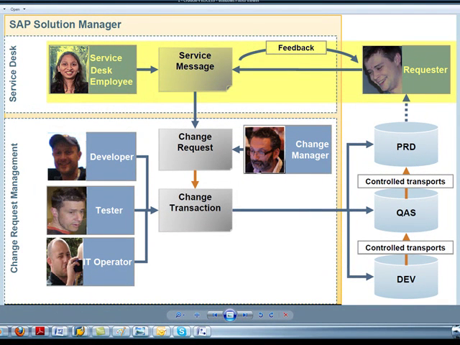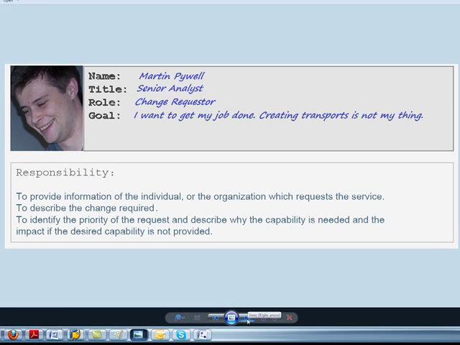I'm going to give you ChaRM in 15 minutes. This is the scenario. The first step of the ChaRM is going to start off with the requester. In this case it's young Martin. So Martin wants a change.